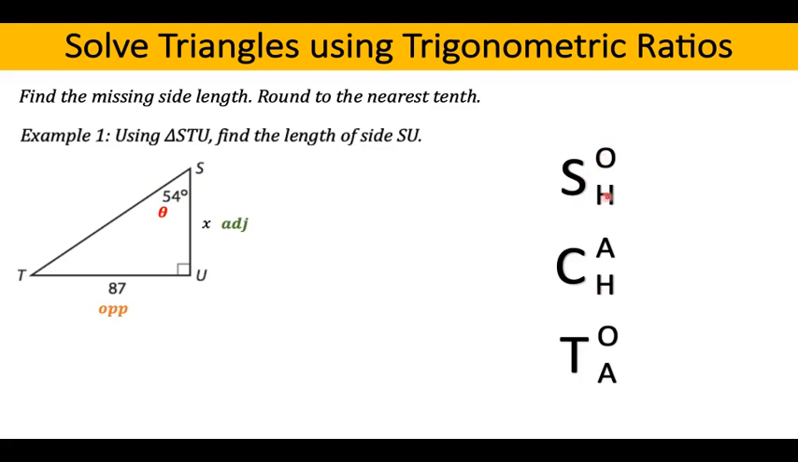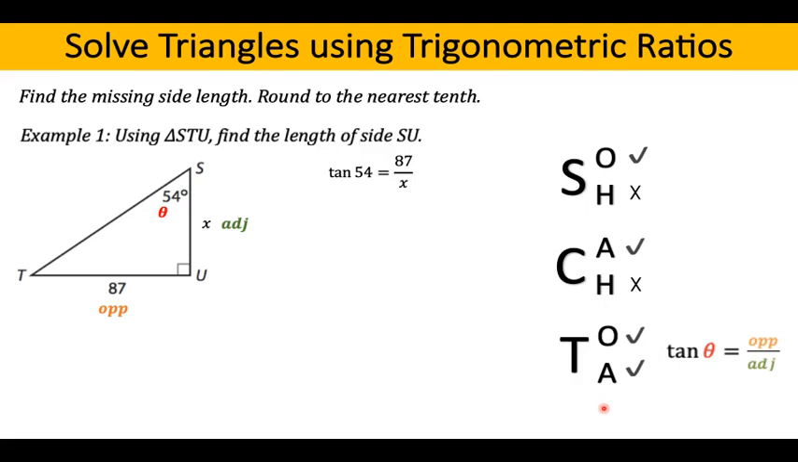Some Old Hippie for sine, Caught Another Hippie for cosine, Tripping On Algebra for tangent. So notice in our triangle we have opposite and adjacent. This helps us to determine that we will use the tangent ratio. So tangent of theta, so that's 54, equals opposite, which is 87, over adjacent. So it's very important at this moment that first you've picked the correct trig ratio, and secondly that you've set it up in order to solve.